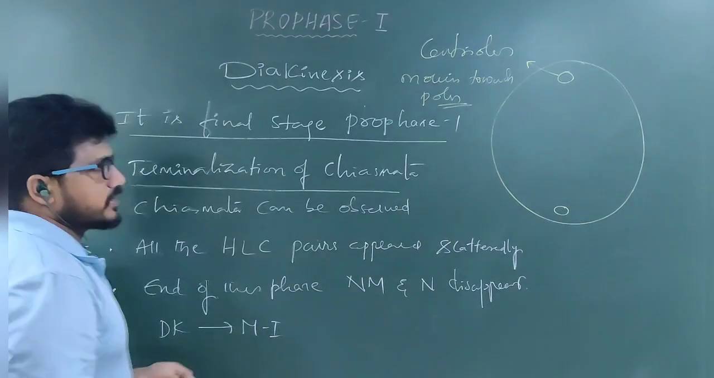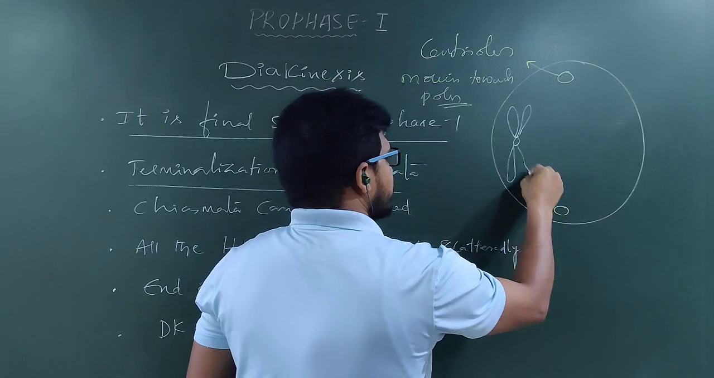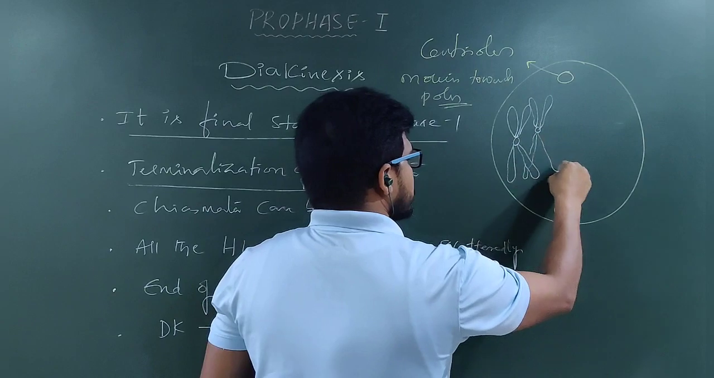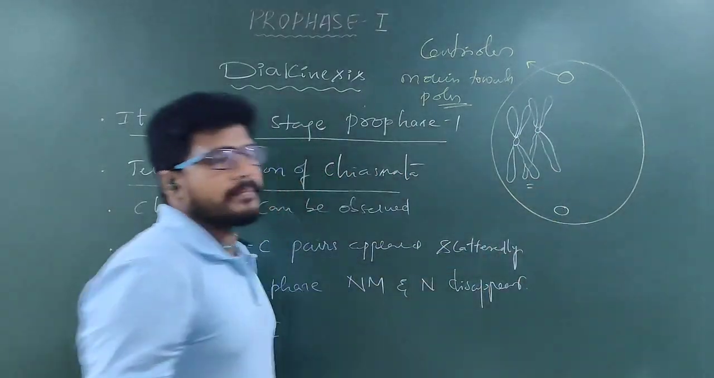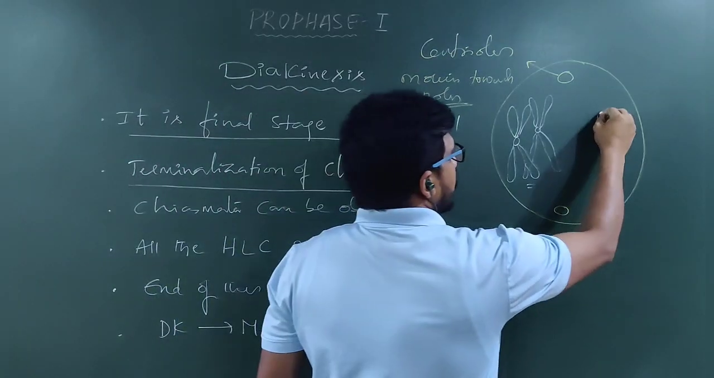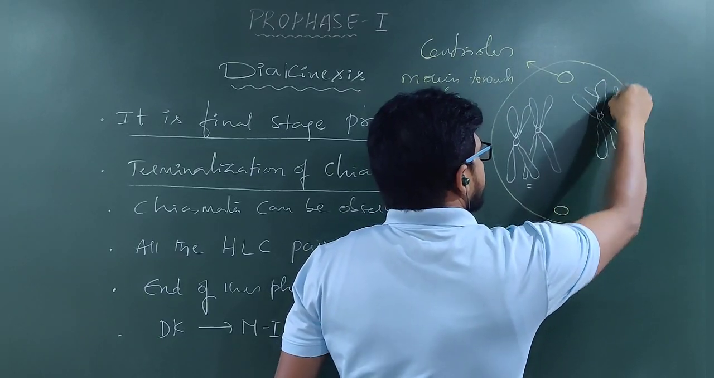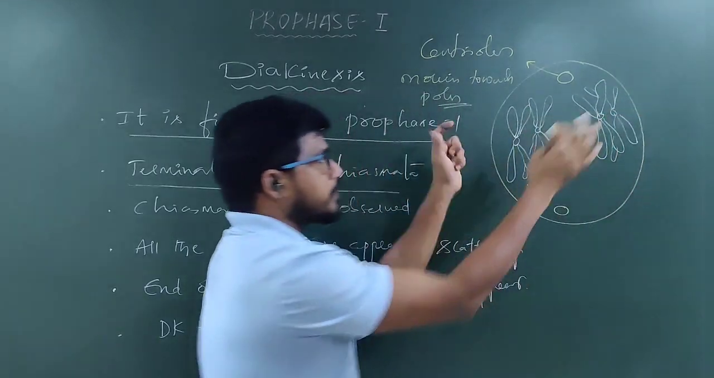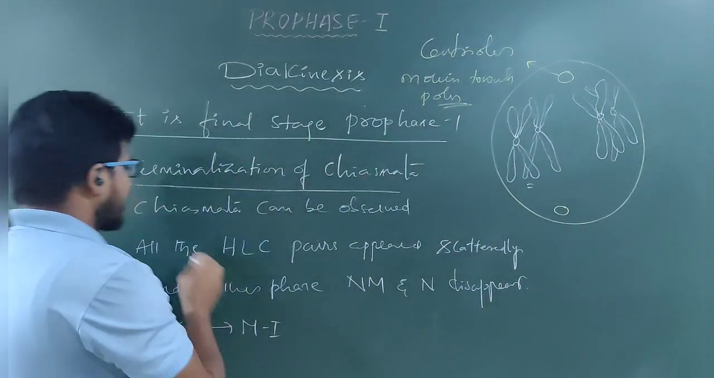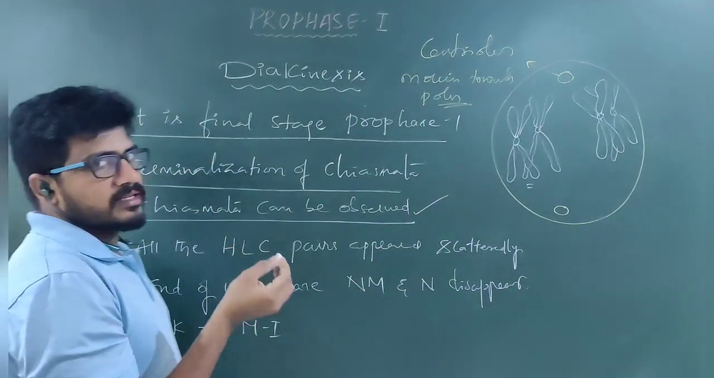Terminalization of chiasmata will be there. Chiasmata means what? Generally, these chromatids are crossing over, and the result is chiasma, right? These chiasmata still appear, but homologous chromosomes are scatteredly arranged, meaning they are not at the center. Two homologous chromosomes with their respective chiasmata are spread over the entire cytoplasm, not at the center or at the corner, all over the cytoplasm.